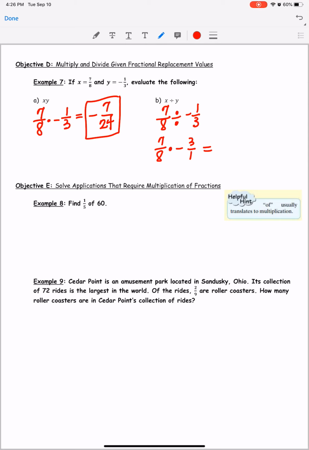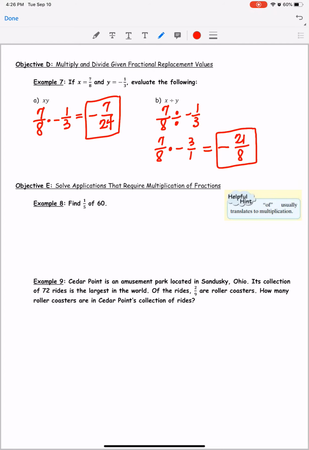So cross reduce if you can. 8 and 3, 3 is prime. 7 and 1, 7 is prime, so multiply straight across. Positive times negative is negative. 7 times 3 is 21. 8 times 1 is 8. And again, if you can't cross reduce, then we can't reduce at the end.